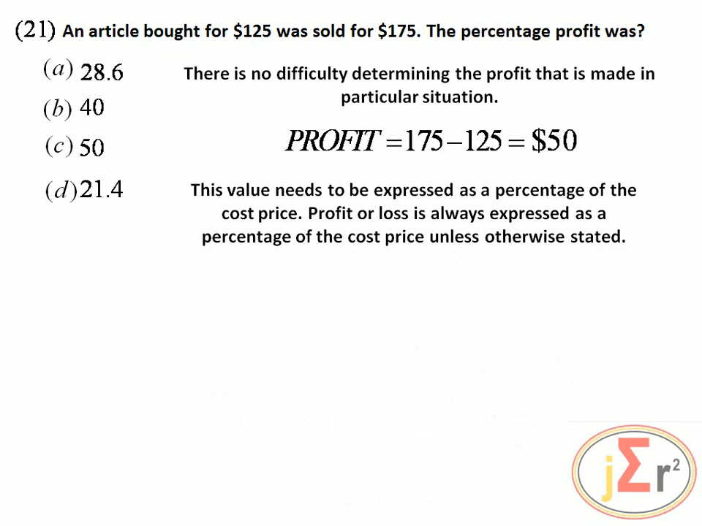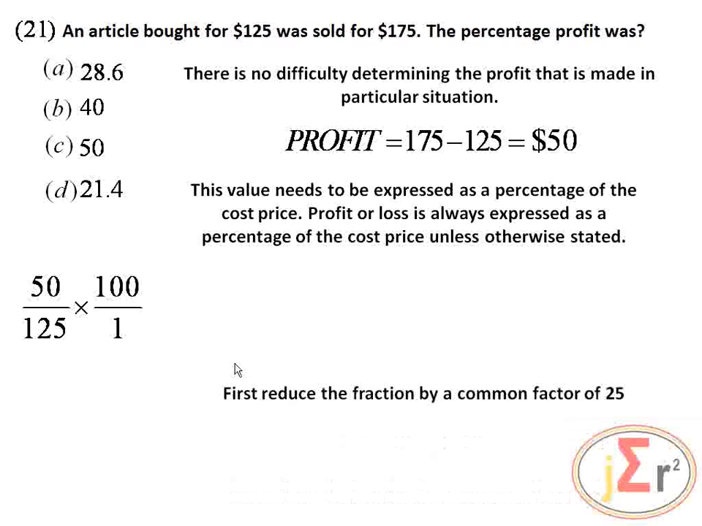This value needs to be expressed as a percentage of the cost price. Profit or loss is always expressed as a percentage of the cost price unless otherwise stated. So when we need the profit or loss percent, we usually take that relative to the cost price unless the statement of the problem says otherwise. We take 50 and we are about to write that as a percentage of 125.